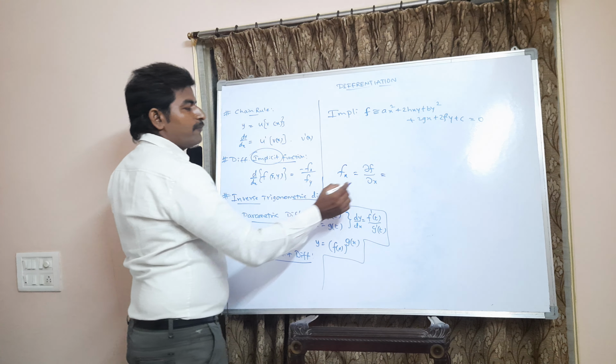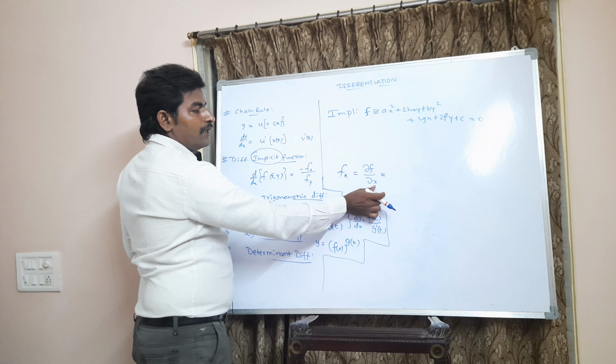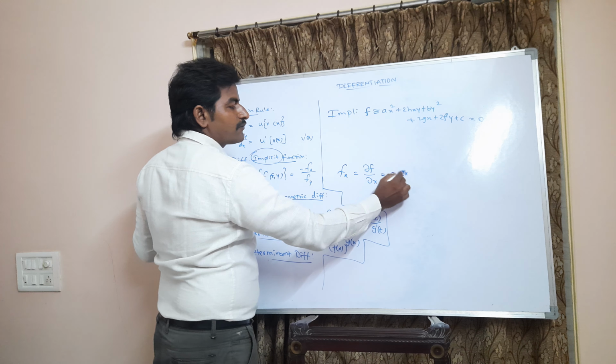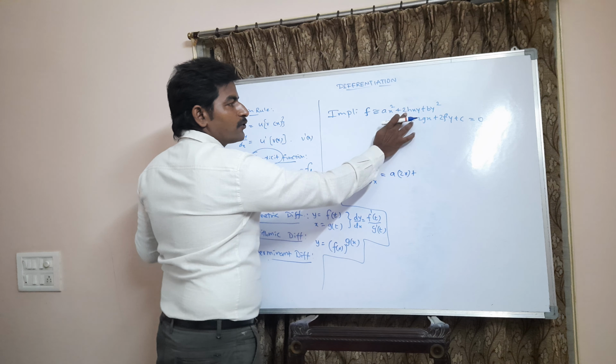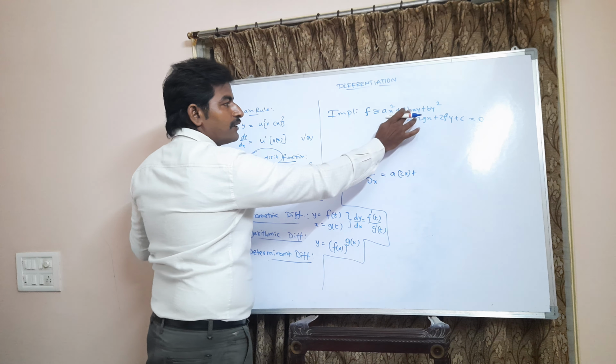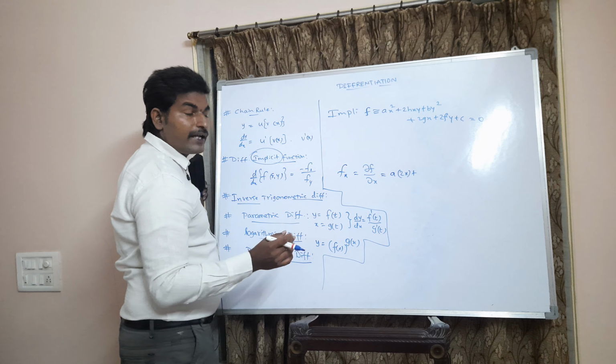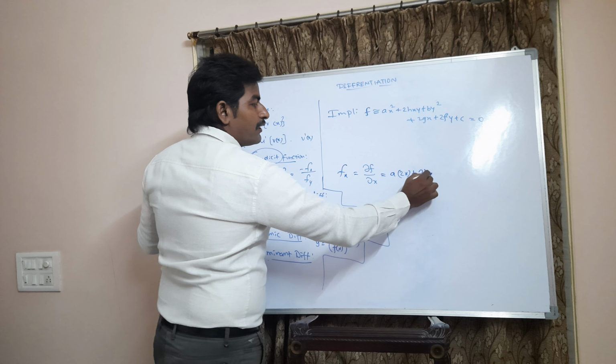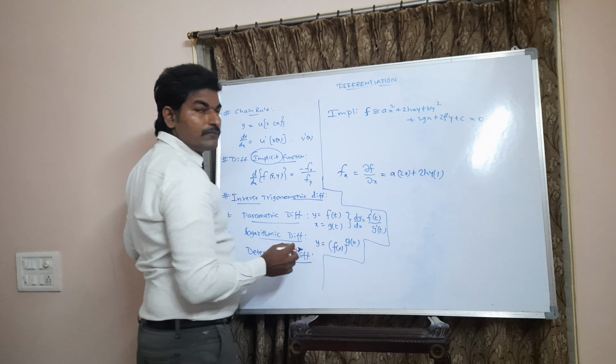Dou f by dou x means x is the only one variable, and you have to differentiate the entire function f with respect to x. So here x exists, so differentiation of ax square becomes a times 2x. After that, here 2h and y both are constants. x is the only variable in this term, so the derivative of x is 1, so 2hy times 1. The remaining things are all constants except the variable we are using to do differentiation. This kind of differentiation is called partial differentiation.